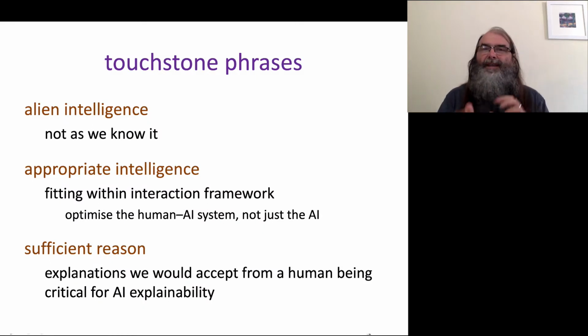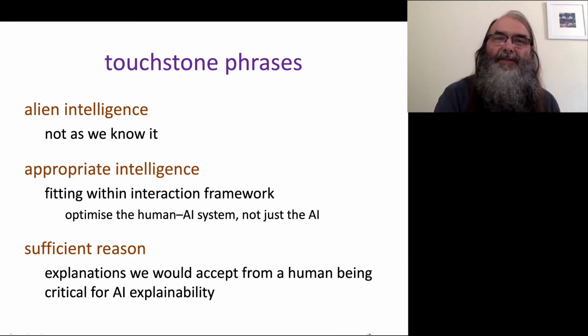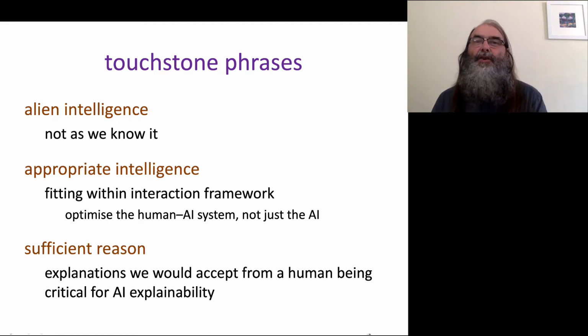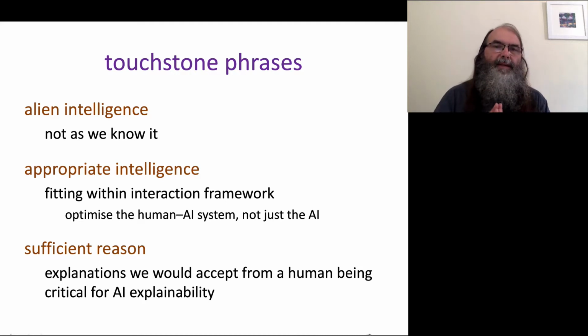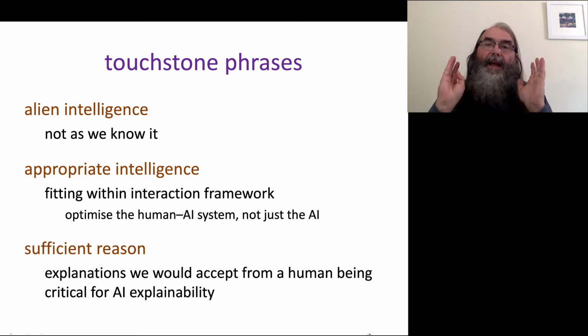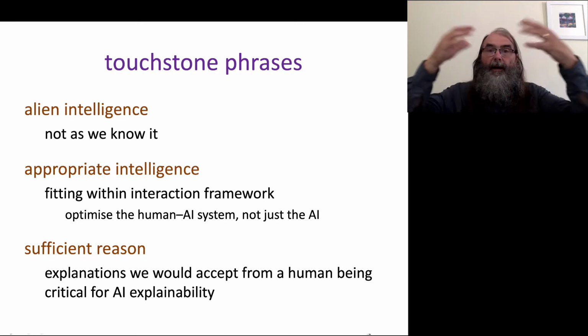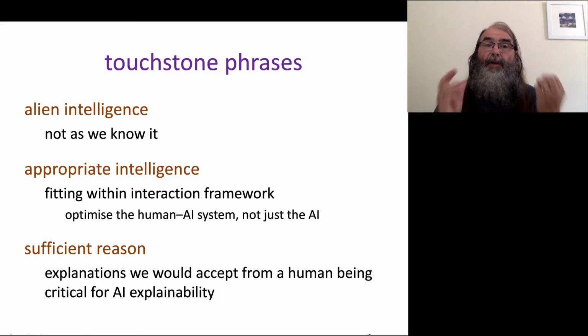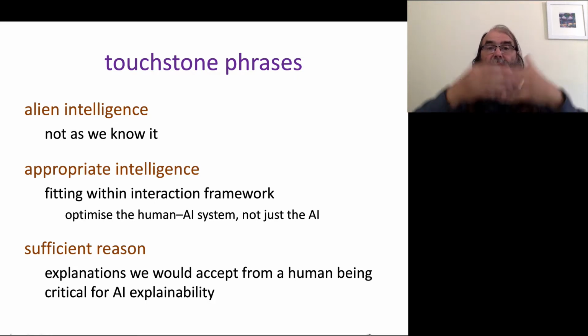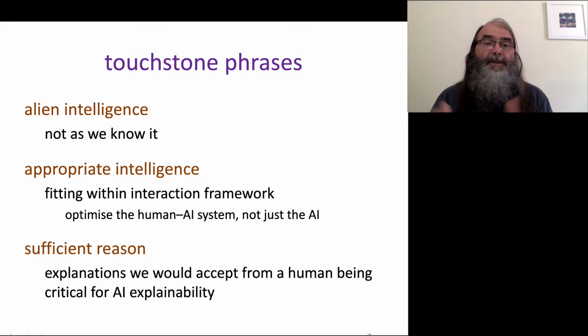There's a number of touchstone phrases I often use when I think about artificial intelligence. One of them is an alien intelligence. Very important to remember the intelligence we have with artificial intelligence is not necessarily like human intelligence. Now that can be a problem and can make it confusing, but also remembering that helps us not to necessarily think we have to make them the same in order to be useful. I also think about appropriate intelligence. I'll talk a little bit more about this later, but crucially, any AI we produce works within a framework where there are people involved, not just the computer. And we want to optimize that complete system, the human with the AI, not just the AI.